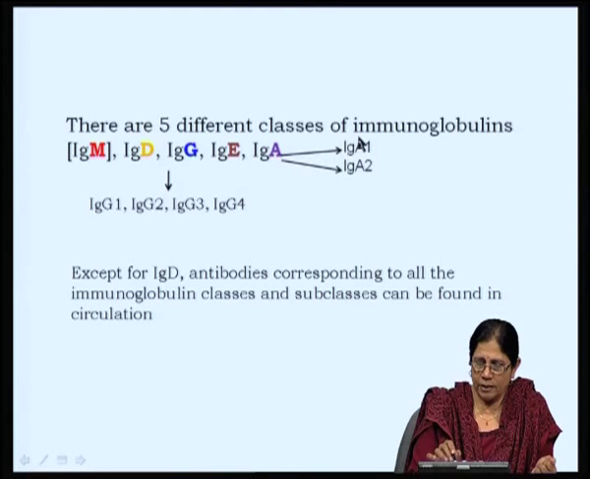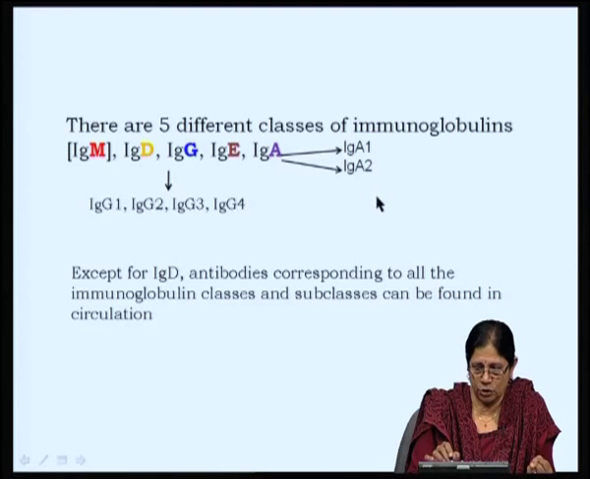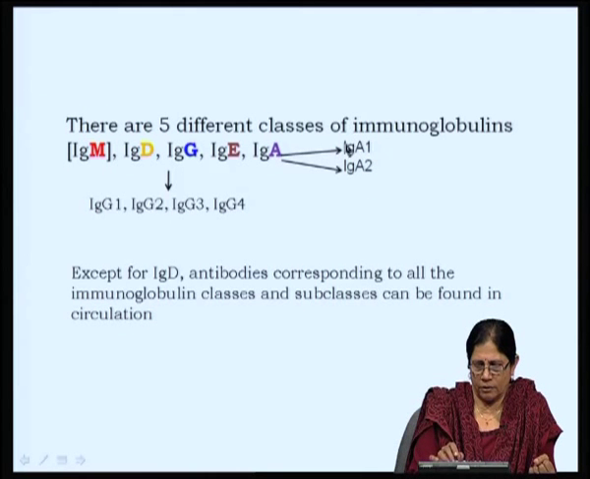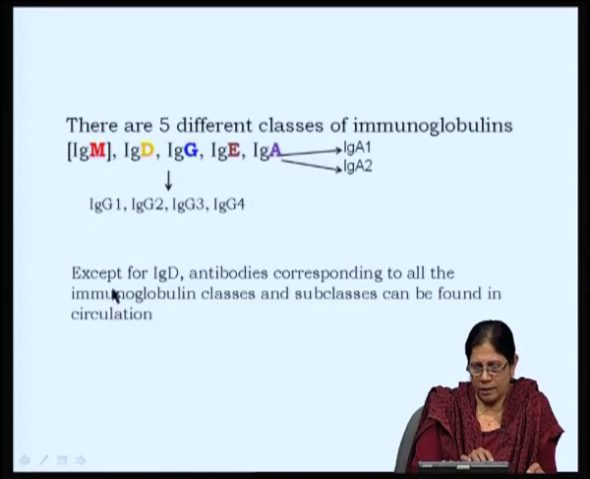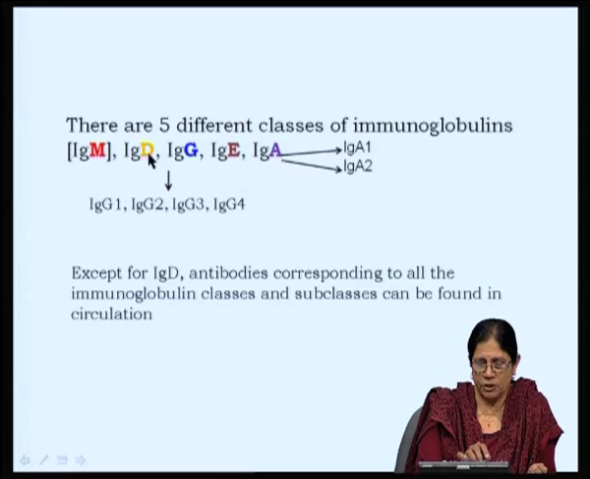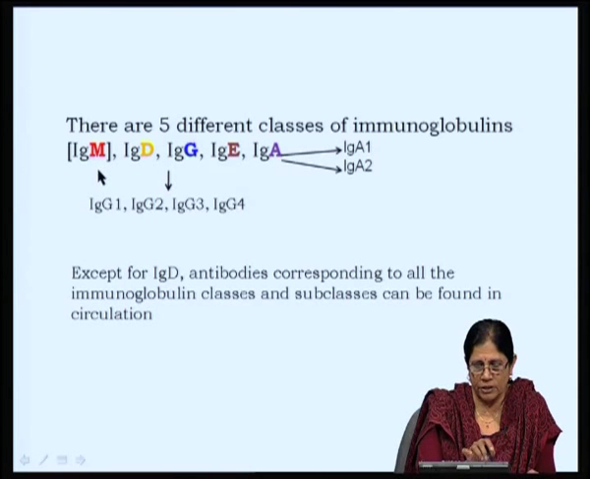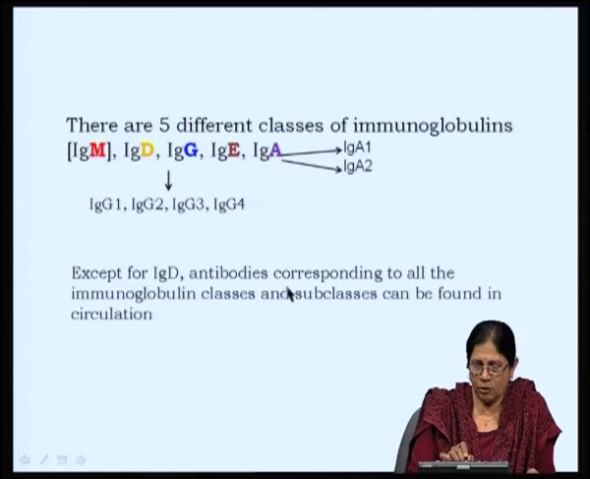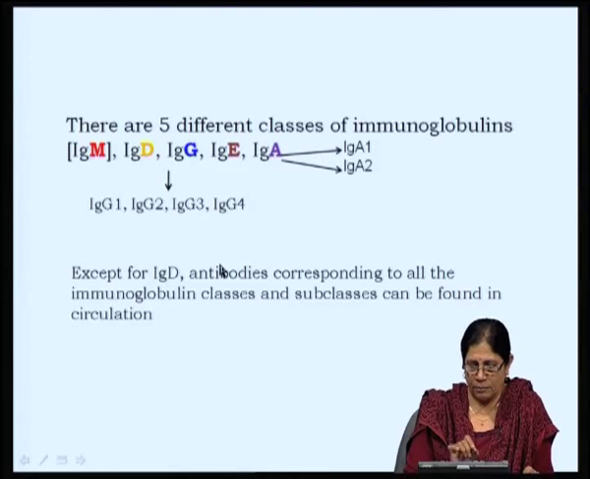IgA on the other hand is IgA1 and IgA2. Now, these 2 subclasses are based on the fact that one exists as a monomer and the second one exists as a dimer. That again will be dealt with in the next class. I would like to reiterate here that except for IgD, the antigen receptor which is expressed simultaneous with IgM, antibodies corresponding to all the immunoglobulin classes and subclasses can be found in circulation in response to a particular immune response.